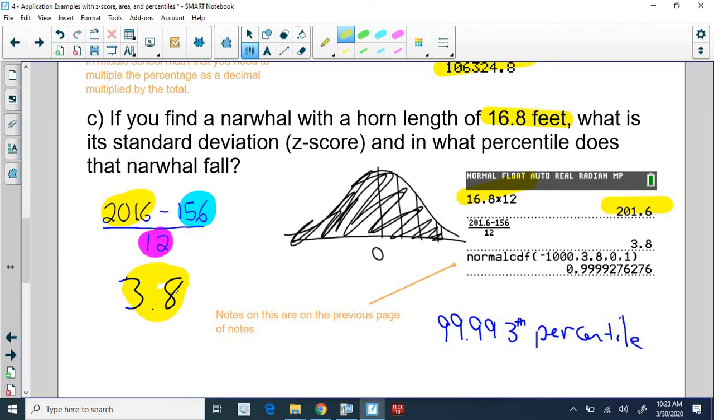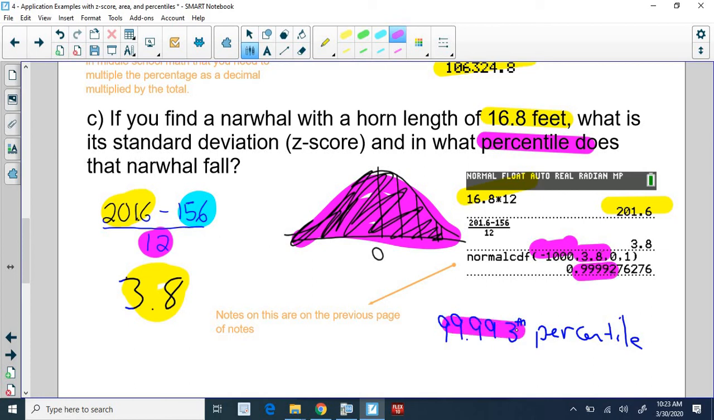And when I say percentile, keep in mind percentile here is saying find the lower limit. Find all of this below 3.8. So again, I go into my calculator, I put in negative 1,000, I put in 3.8, and it gives me that it's the 99.93 percentile because I have to then convert this to a decimal here. So that means that's an exceptional specimen in the wild. It has one of the longest horns ever found is what that means.